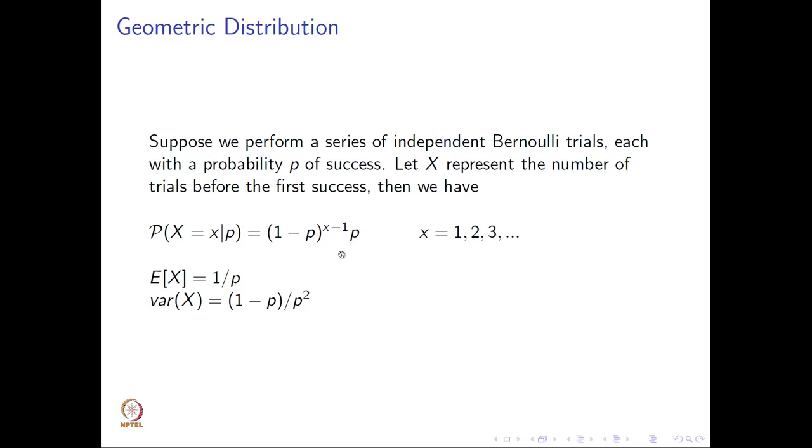A random variable which has this probability mass function follows the geometric distribution. For the geometric distribution, the expectation of the random variable equals 1 by p and the variance equals 1 minus p by p square.